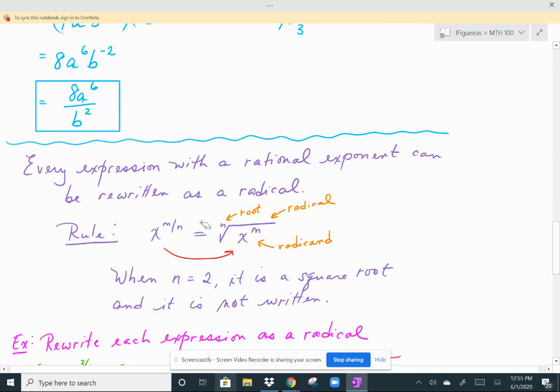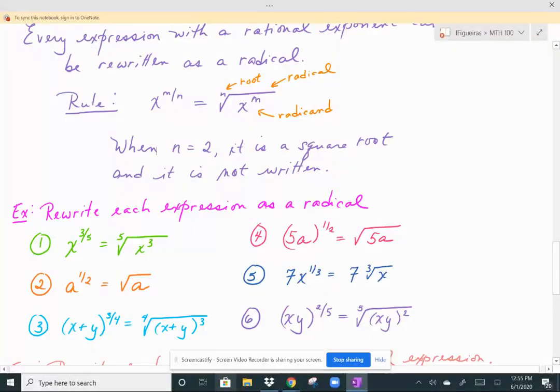It kind of looks like a division bar, but it's not because it has this little tail. Okay, so we want to rewrite each expression as a radical. Again, we're just using this rule that's above. So I have x to the 3/5. Remember, the denominator, which is 5, becomes the root. So this is read as the fifth root of x cubed.